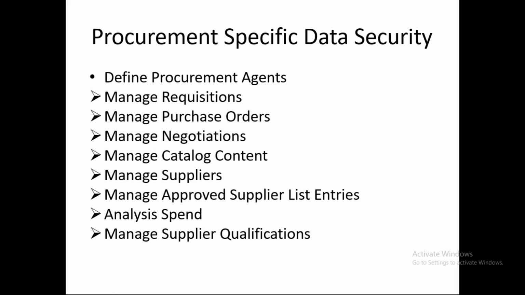So here are some of the documents the procurement agent can access, based on what is requested or enabled. He can manage requisitions, manage purchase orders, manage catalog content, manage suppliers, manage approved supplier list entries, spend analysis, and supplier qualification. I'll move to the next slide, where you'll better understand this procurement agent setup.